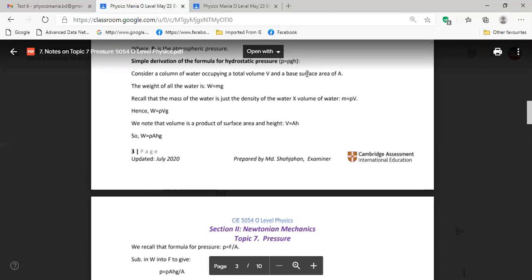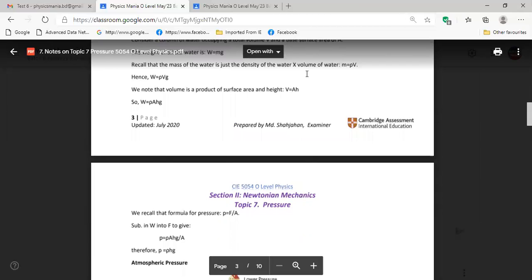Hence W equals rho times V times g. So we note that the volume is a product of surface area and height, equal to A h. So W equal to rho A h g. We recall the formula for pressure, P equals F by A. Substitute W into F to give P is equal to rho A h g divided by A. Therefore, P equal to rho h g.